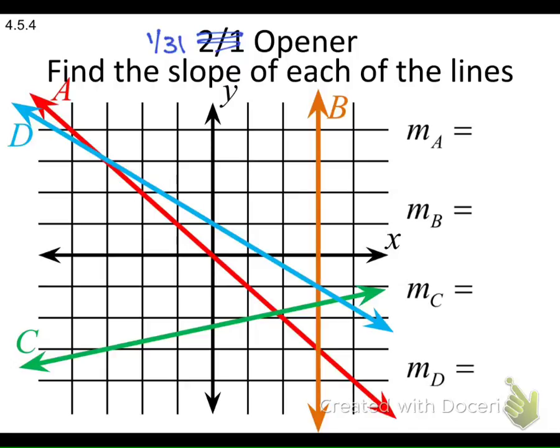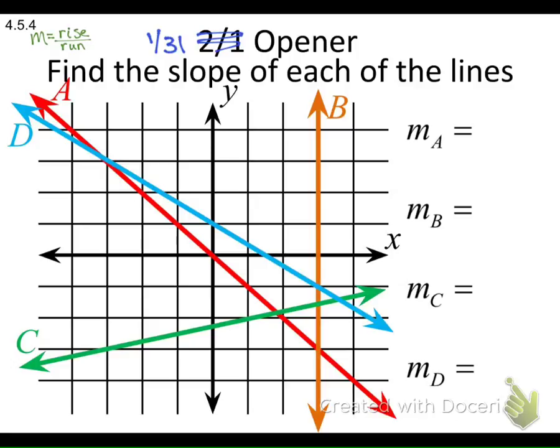The front of your opener asks you to find the slope of each of the lines. So to find the slope of each of the lines, we're going to have to use M. And what does M stand for? Slope equals rise over run. So when you're asked to find a slope of a line, you're going to use slope equals rise over run. So the first thing that we're going to have to do is find line A.